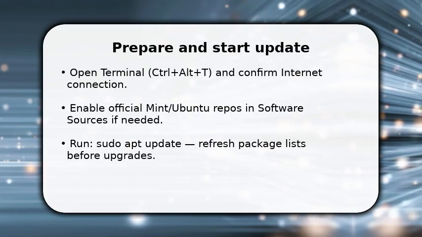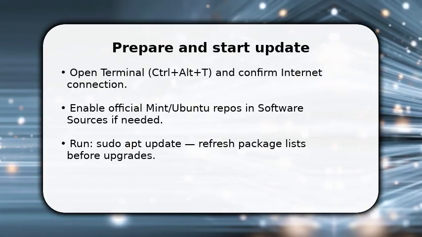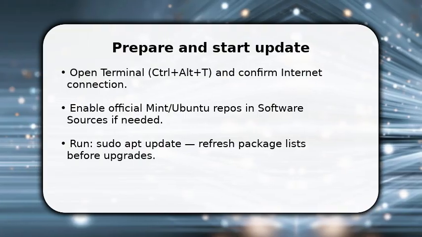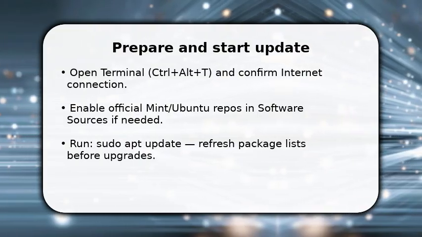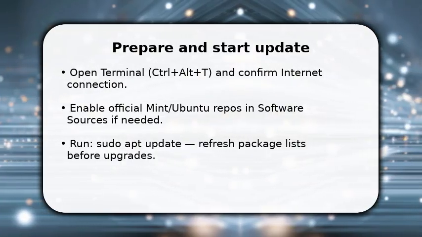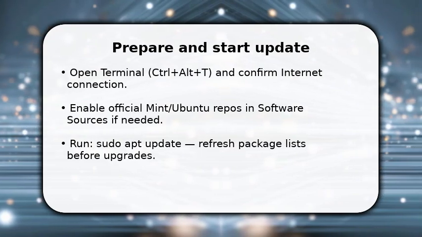Now, you run sudo apt update to fetch the latest package lists. This step tells the package manager what changed and why upgrades are necessary. Make sure to read any repository warnings. If keys or PPAs are missing, resolve them first so subsequent upgrades won't fail.